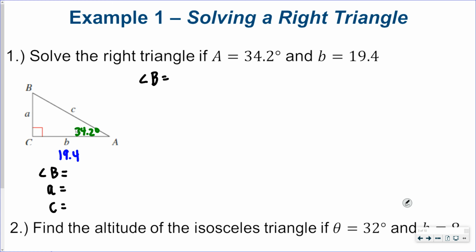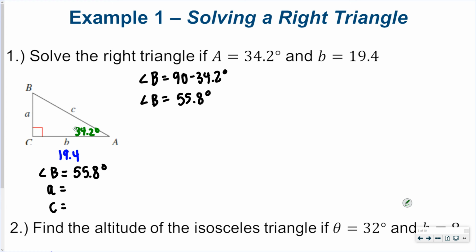So angle B is going to be, I mean, you can do 180 minus 90 minus, but just do 90 minus 34.2 degrees, which gives us 55.8 degrees. Yes, label it degrees. You probably do these problems in geometry, honestly.